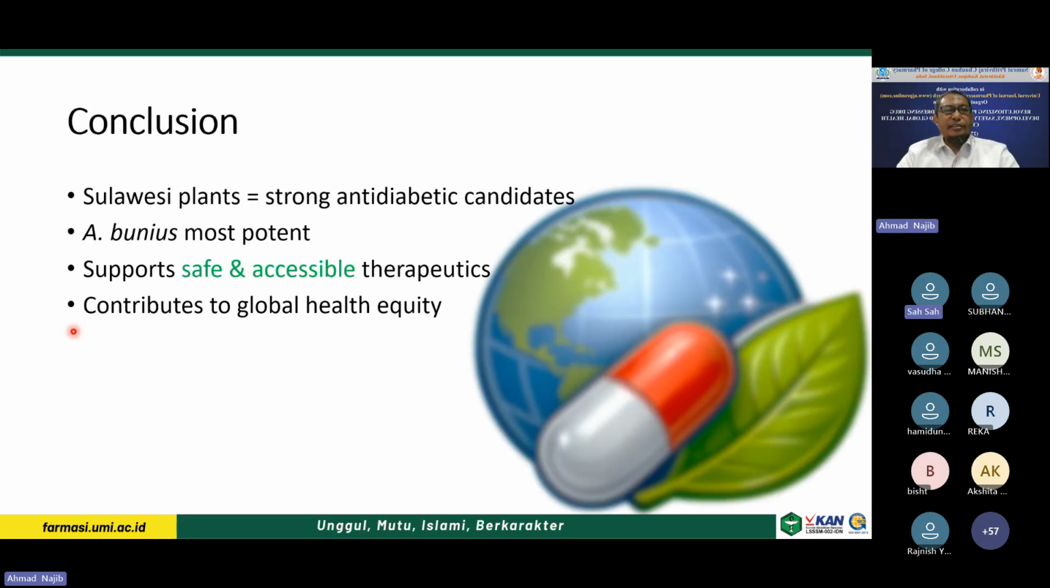As a conclusion, we know that the four Sulawesi plants especially are strong anti-diabetic candidates. Antidesma bunius is the most potent, supporting safe and accessible therapeutics and contributing to global health equity.